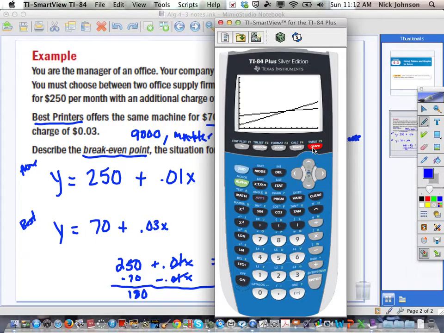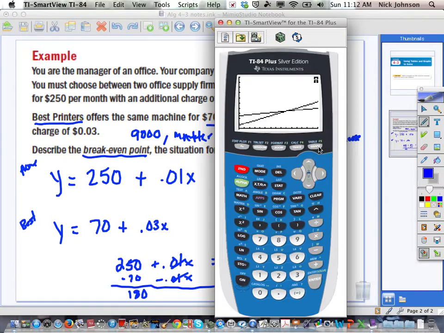Yeah, as you can see, we got our two equations. The Acme got graphed first. And why do we know this is Acme? Well, it starts at 250. They're automatically charging us 250, so that's higher than the 70. Okay, so there's my Acme. This one has a steeper slope because of the 0.03, so it has a steeper slope than what the 0.01 does. But as you can see right here is my break-even point.